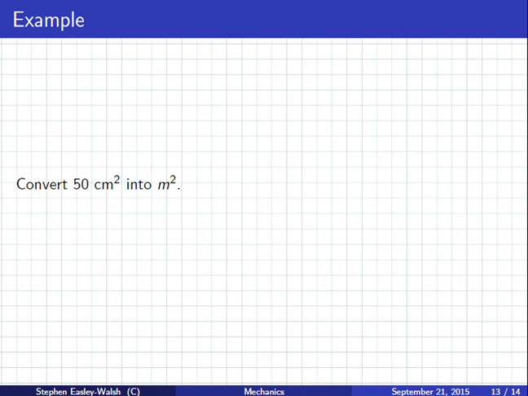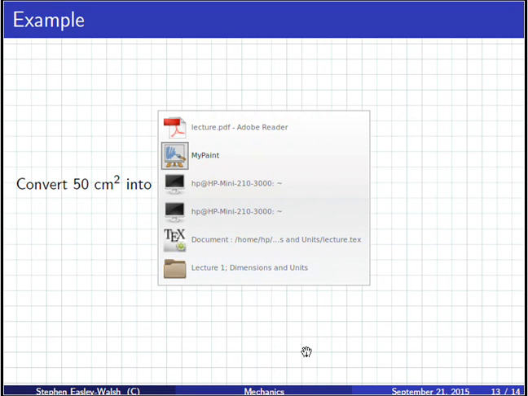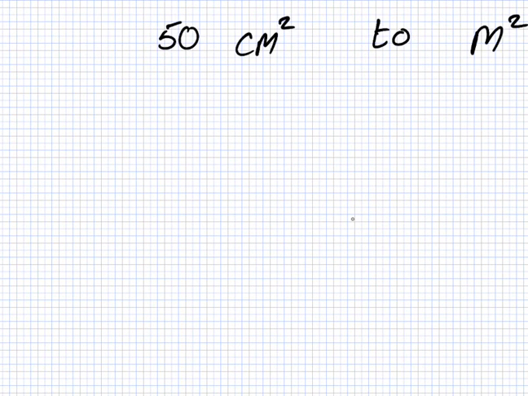Okay. Right. Convert 50. Now, these examples are common. You'll need to do these often. 50 centimeters squared into meters squared. Okay, so I'll write that down. You want to convert 50 centimeters squared to meters squared.